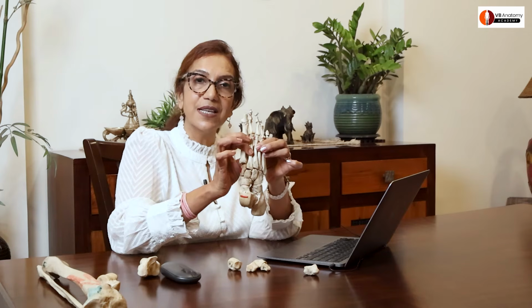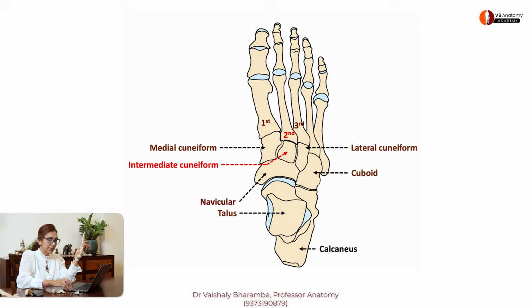This one is fixed, and it is for this reason that the axis of your foot passes through the second toe. Try in your own foot. Try to move your second toe. It's very difficult. The other toes may move. Middle is a little bit more difficult than the rest. So that's why the axis of your foot passes through the intermediate cuneiform and the second metatarsal bone.